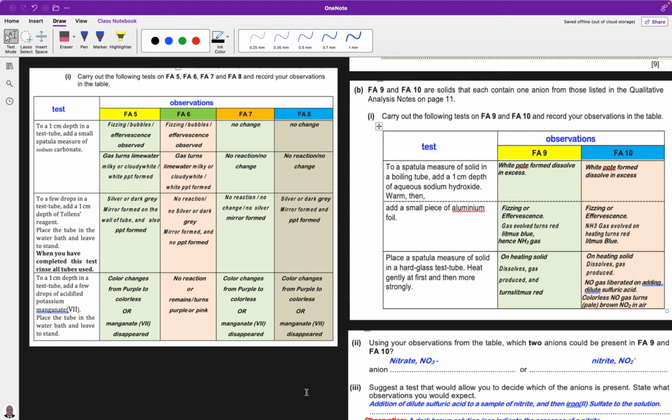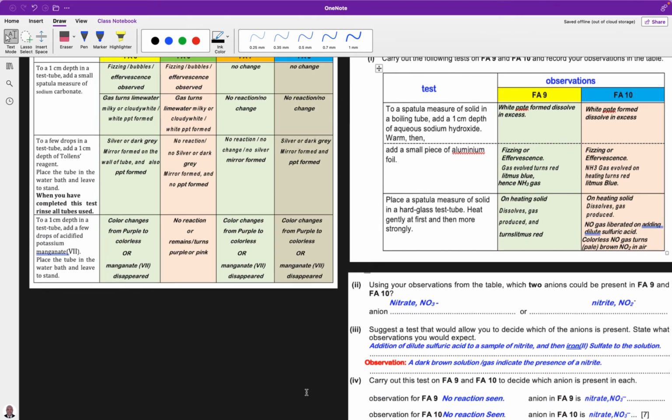Then, the same thing with FA6. It shows that FA5 and FA6 have something in common. With FA7, no change. With FA8, no change. Okay, now, I went further. I recorded all this. I went further to the next test.